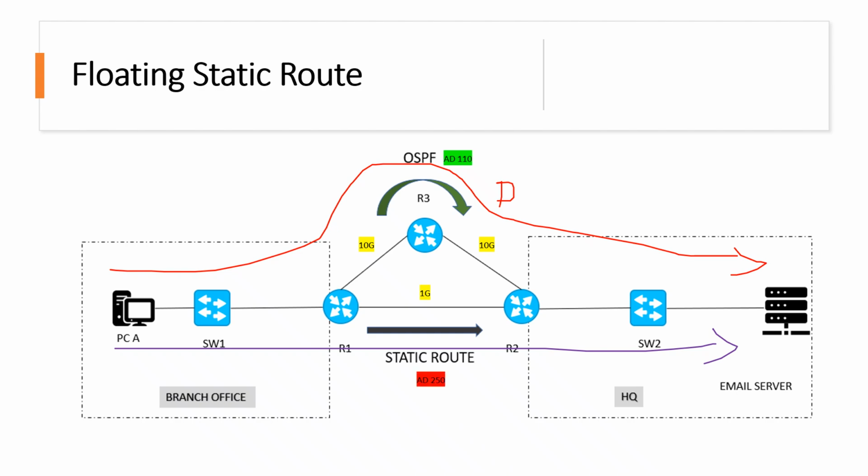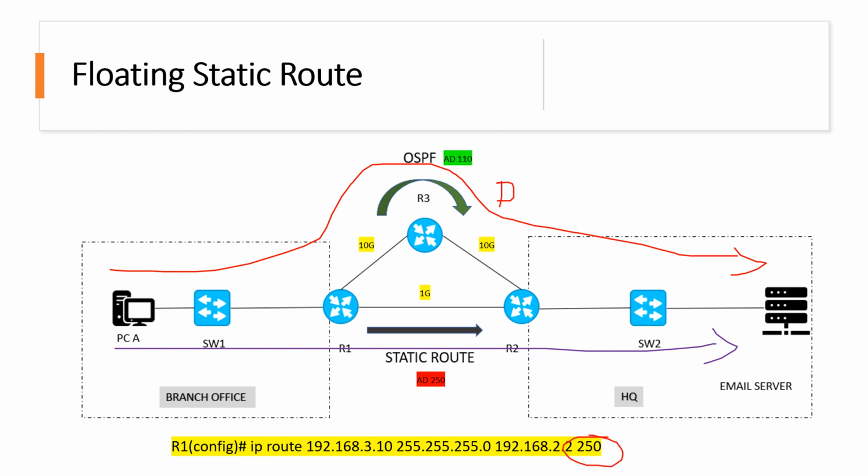And to change the AD of the static route to 250, the command used is ip route, destination network, subnet mask, and the next hop with the AD value here. You can see 250. So our AD value has been increased to 250. This will make this path a floating static route.